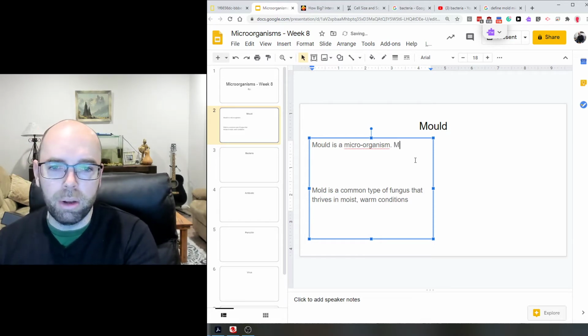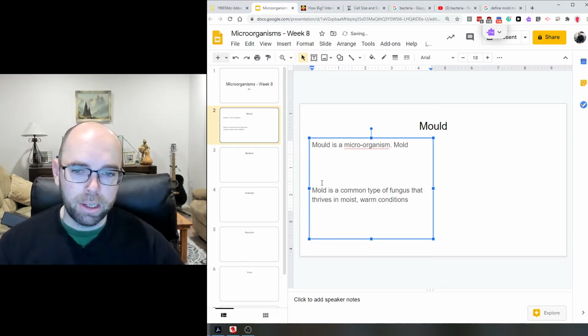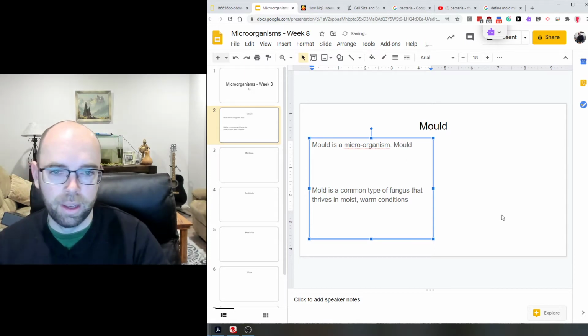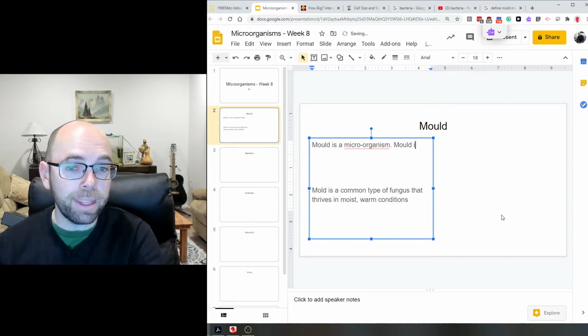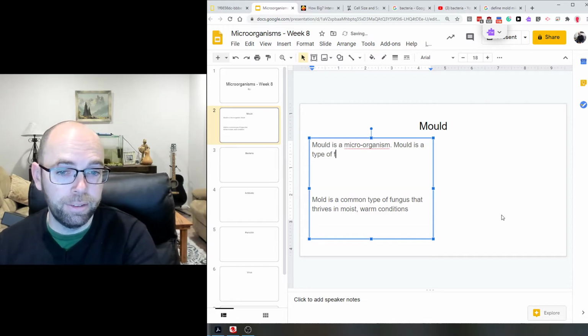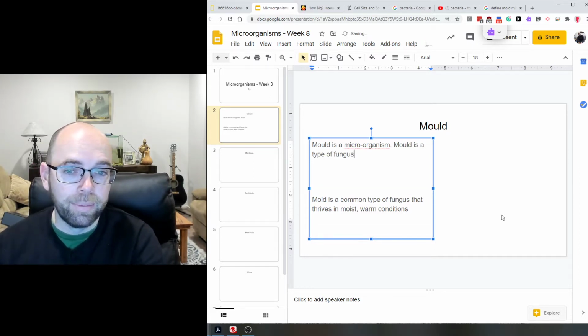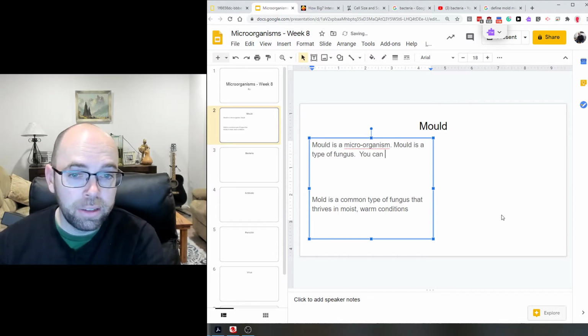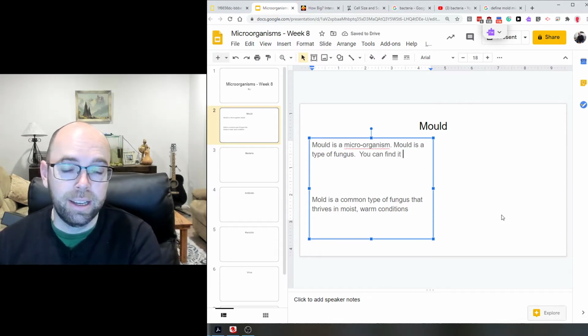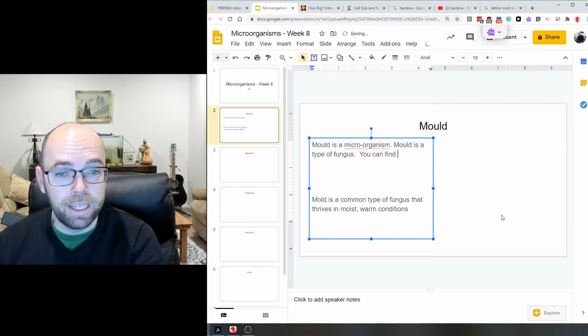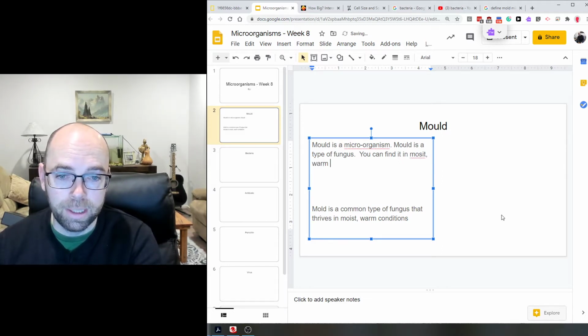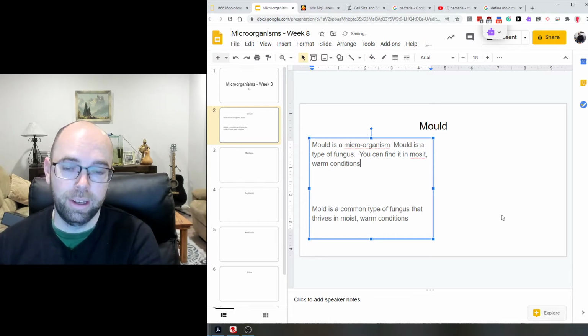So notice they are using the American spelling of mold, M-O-L-D. We have a U in Australia. Mold is a type of fungus, and you can find it in moist, warm conditions.